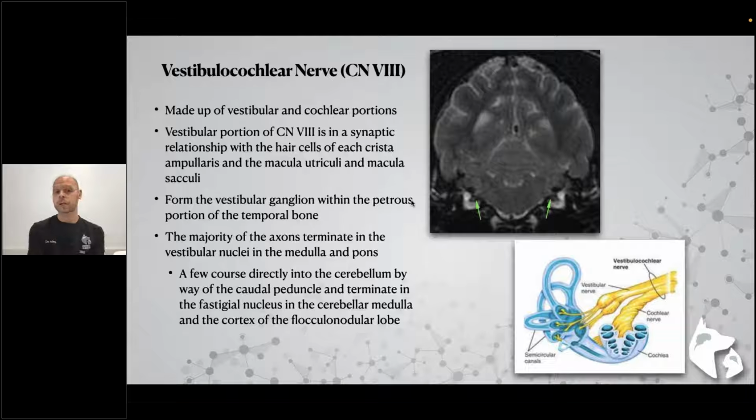So the vestibular cochlear nerve, moving on to the next part of the anatomy here, is again made up of two portions. It's a single nerve, but it's made up of two portions: the vestibular portion and the cochlear portion. The vestibular is what we're going to be talking about today, and the cochlear portion is, again, hearing.